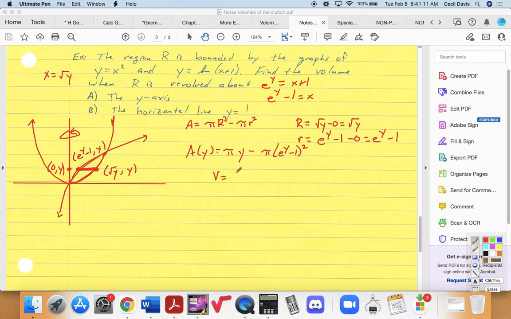So then the volume will be the integral from, well, this point is 0 in terms of y. We'll have to find that one in just a second. Of pi y minus pi times e to the y minus 1 quantity squared, all dy.